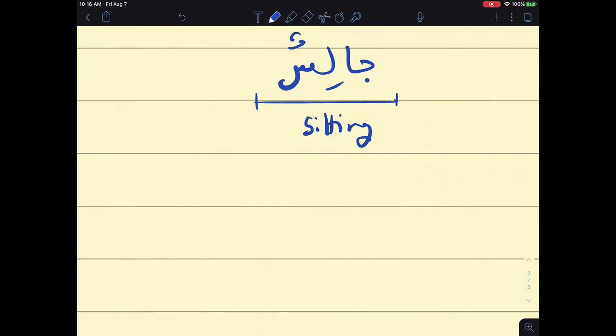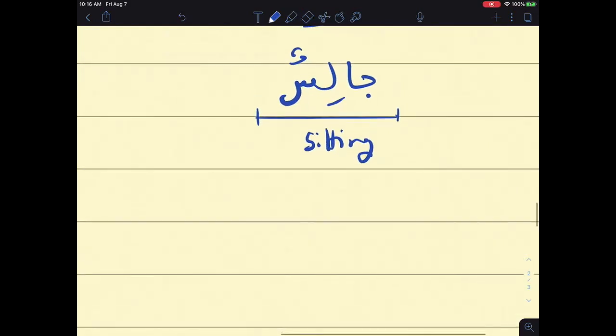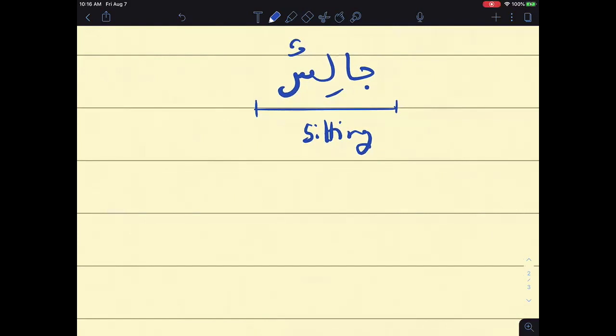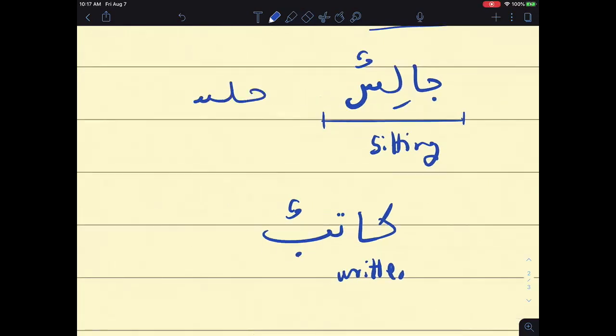Here jalisun is the one who sits. For example, somebody who writes is a writer. It will be the same situation. Katibun, katibun, right? Writer. You can think about sitter, but I don't think it even makes sense in English. One who's standing up is standing, but this is not a verb. It's a noun from the grammatical perspective, right? The verb would be jalasa, which is in the past tense.